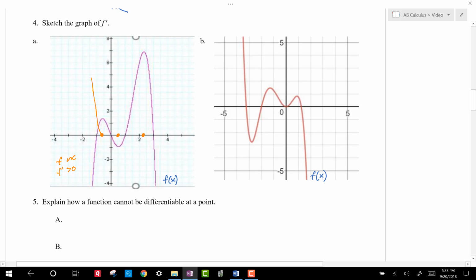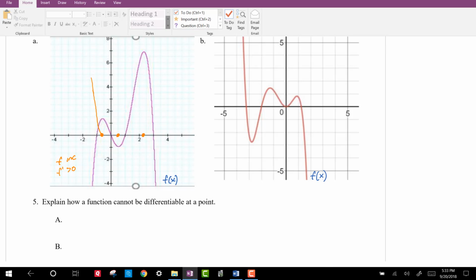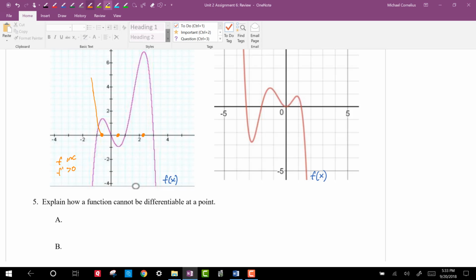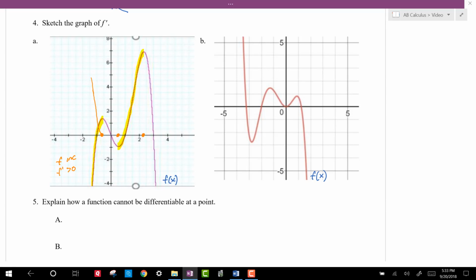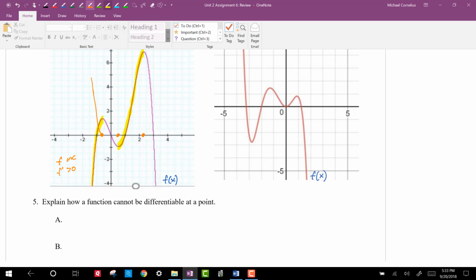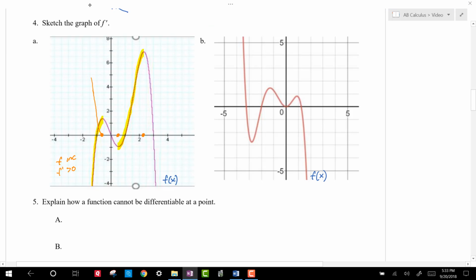In this middle section here, I'm going to do some highlighting. I'm going to highlight all the areas where I'm increasing. So I'm increasing here, and I'm increasing here, and therefore my derivative should be positive on those intervals. So check it out. From 1 to a little over 2, we'll just call it 2.5, I know that my derivative's got to be positive, because that yellow section is increasing.